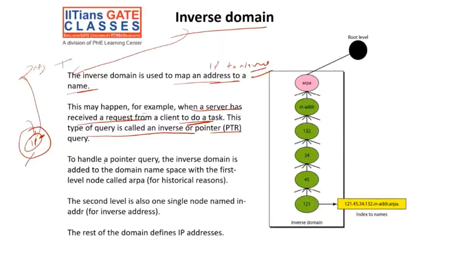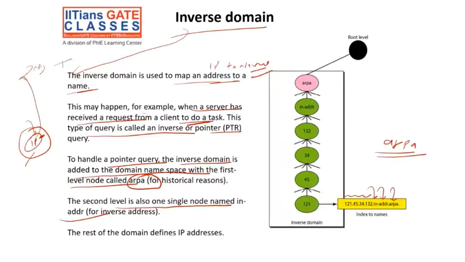So to handle the pointer query, the inverse domain is added to the domain namespace, with the first level node called ARPA. That is the first level node. The name is ARPA, right? And the second level is also a single node named IN-ADDR. So this is your first level node, and then another node, IN-ADDR. Inside this one, after that, whatever the IP is, we can find out. So the rest of the domain defines the IP data. Yes, this is the inverse domain, and this is how we search for all these things.